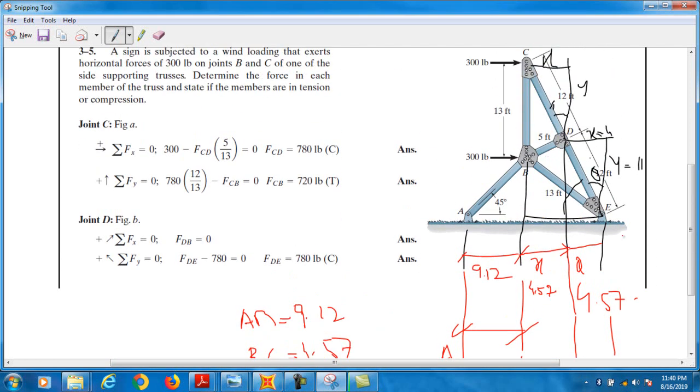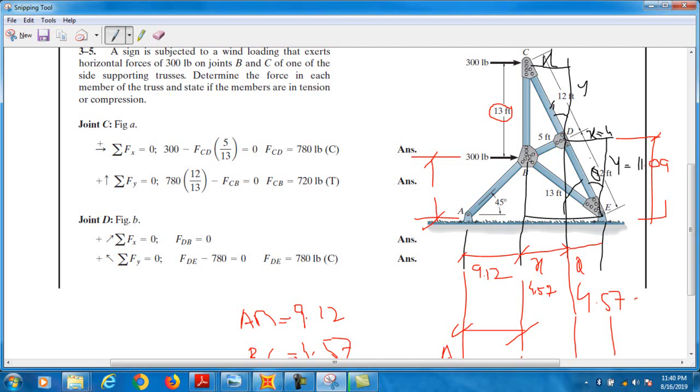In Y direction, in the first step I calculated this spacing. What is this distance? This distance is 11.09, and the height, you can see this one, is 13 feet.